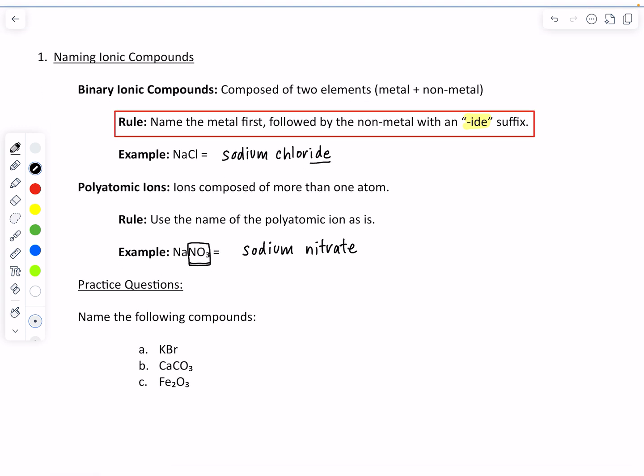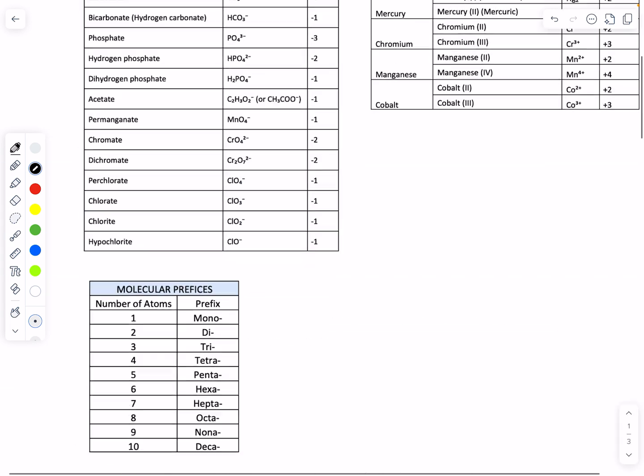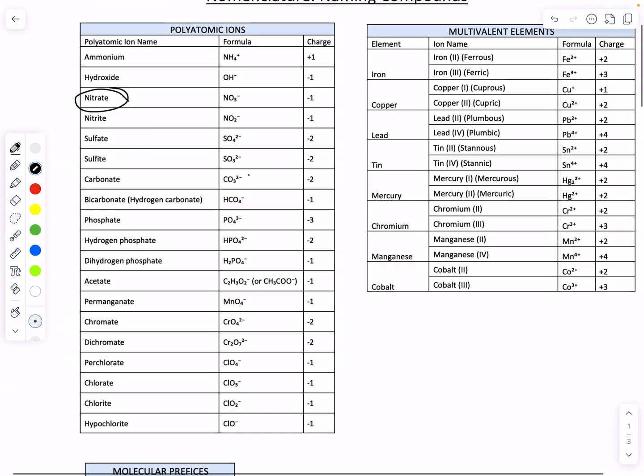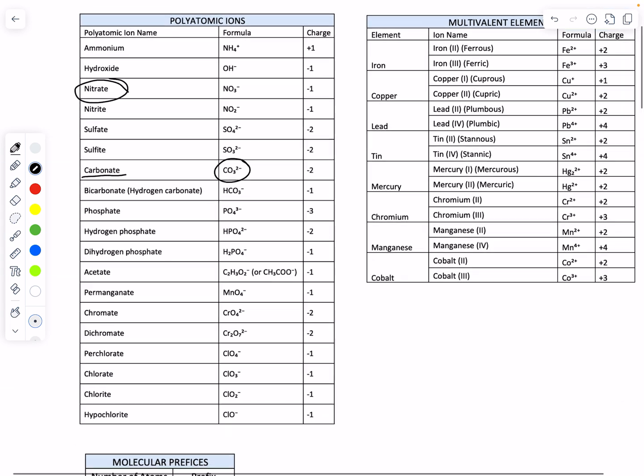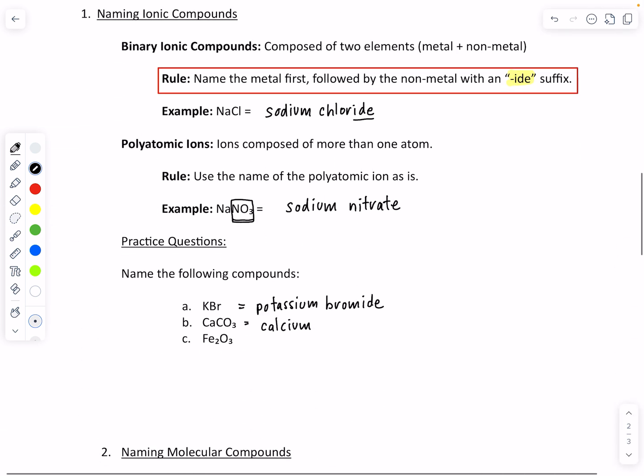Let's try some practice questions. Here's a binary ionic compound. Name of the first, potassium. Name of the second is bromine, but we'll add the ending IDE. It's potassium bromide. Next, we have calcium and the polyatomic ion CO3. Let's look on our table. Let's find CO3. Its name is carbonate. So we'll write the polyatomic ion as it is, carbonate.